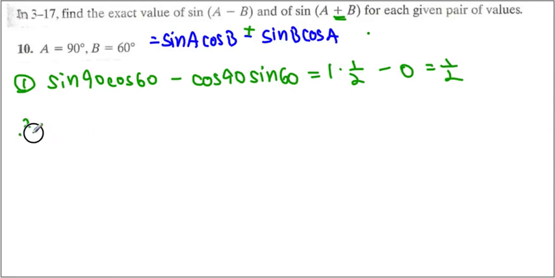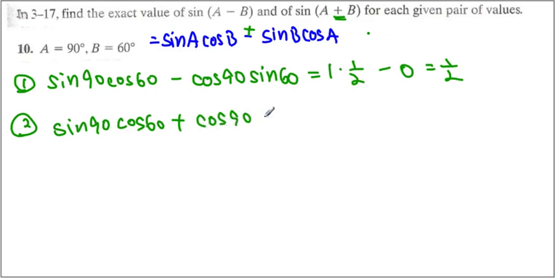How about the second one? Same thing, sine of 90 cosine of 60 plus the sum of the angle. In case of sine, we have to keep the sign as it is. So cosine of 90 and then sine of 60. And in fact, interestingly, in this case, either way, we're going to get 1/2.